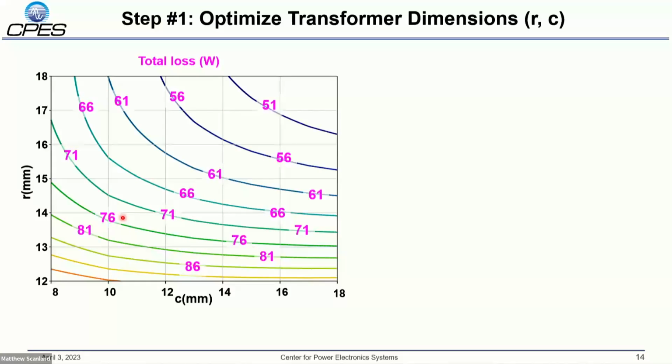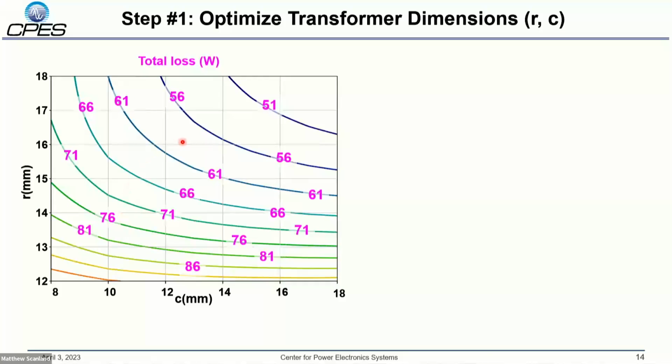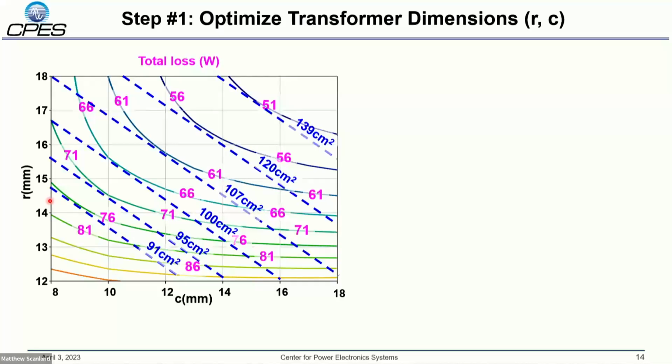Here are the optimized transformer dimensions with the core radius and the winding width. As we can see, we can draw the contour based on the total loss versus these 2 design parameters. And we can also calculate the footprint based on the core radius and the winding width. As we can see here, we will find the optimal result with the given footprint to find the lowest transformer loss, and then we can draw a line to get the curve.